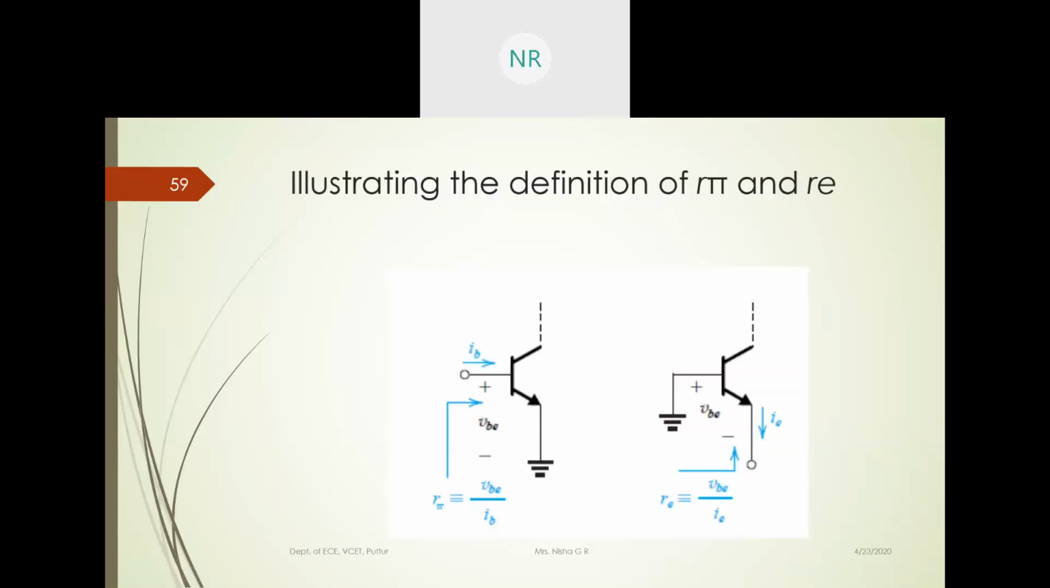Next is this figure, which illustrates the definition of R pi and RE. See here, R pi means with respect to the base. That is why the arrow mark is given here with respect to the base. R pi is VBE, the base to emitter voltage, divided by IB. And remember, this is an AC component. RE is with respect to the emitter terminal, so it is VB by IE.